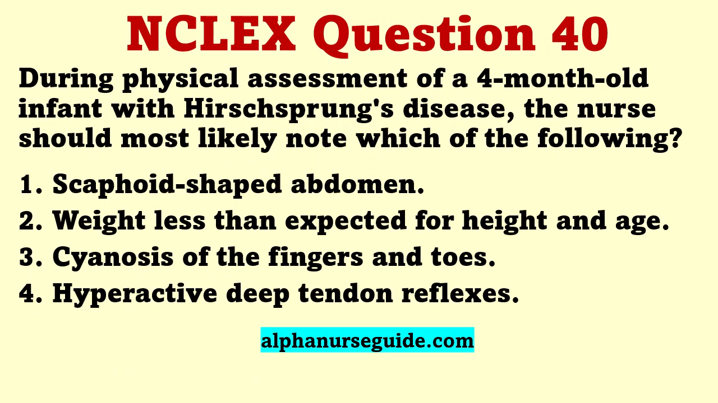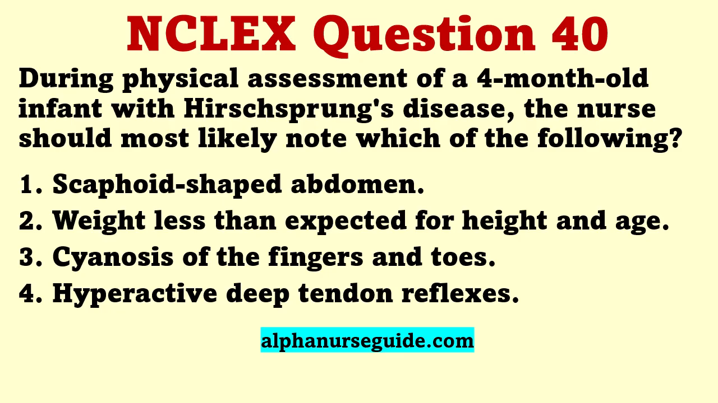During physical assessment of a 4-month-old infant with Hirschsprung's disease, the nurse should most likely note which of the following? 1. Scaphoid-shaped abdomen. 2. Weight less than expected for height and age. 3. Cyanosis of the fingers and toes. 4. Hyperactive deep tendon reflexes.